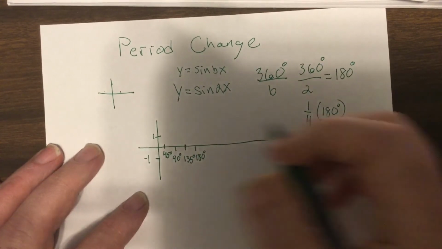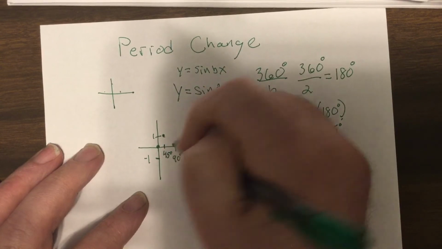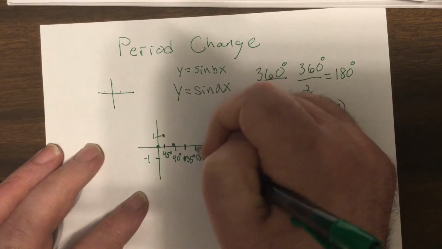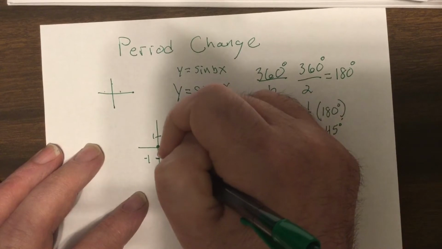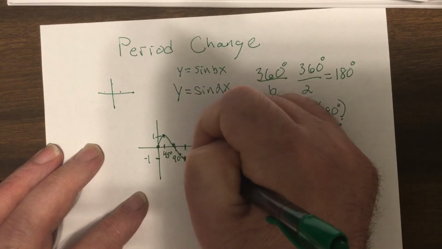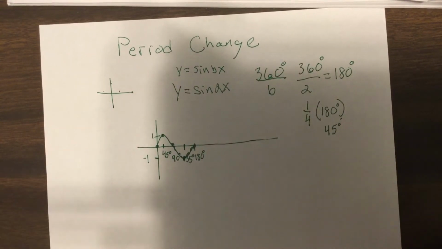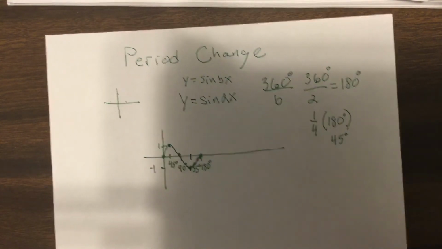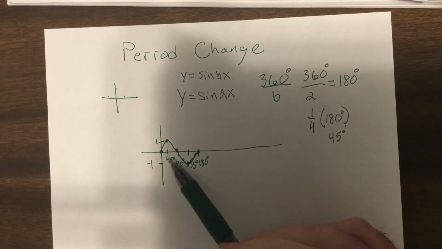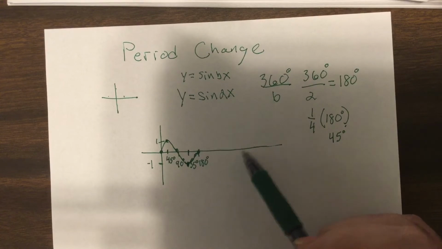So if you remember how sine goes, it starts at 0, goes to 1, goes to 0, goes to -1, goes to 0. Now, if the teacher said, I want you to graph between 0 and 360, I would just keep going every 45 degrees.